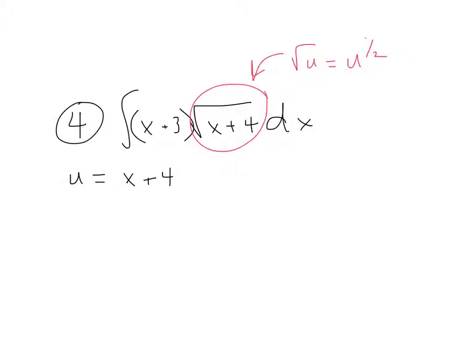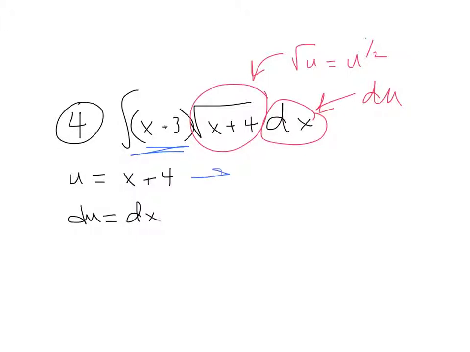Okay, so I'm going to have du equals dx. So I'm at least replacing that dx with du, but then I'm stuck because I'm left with the x plus 3, and at first it doesn't seem like it has anything to do with u. Okay, but it does. Because if you notice, you can always solve for x. So if I solve for x, I would get x equals u minus 4.